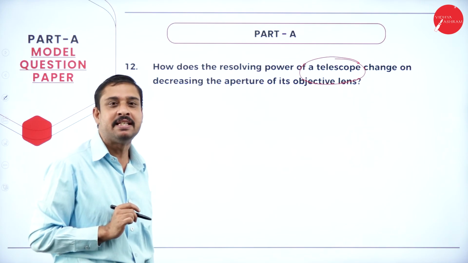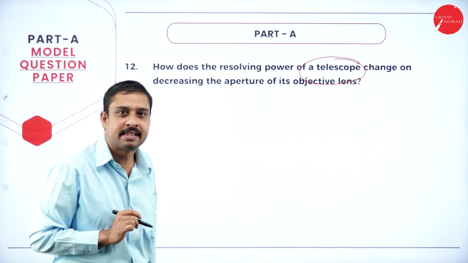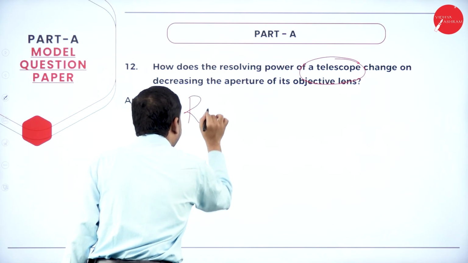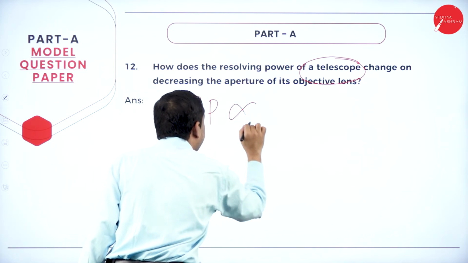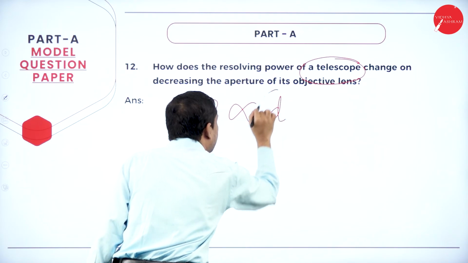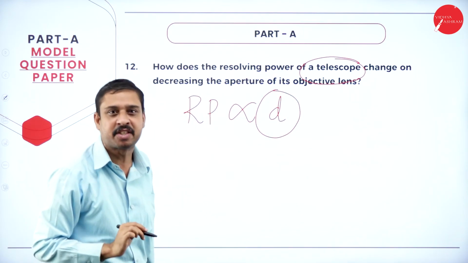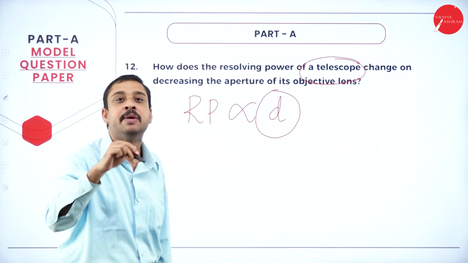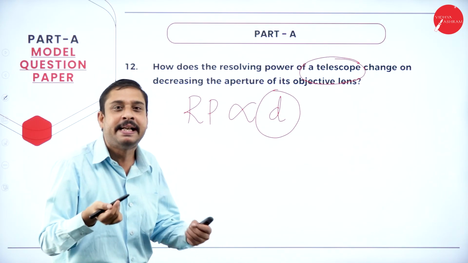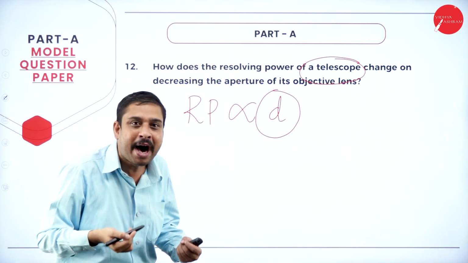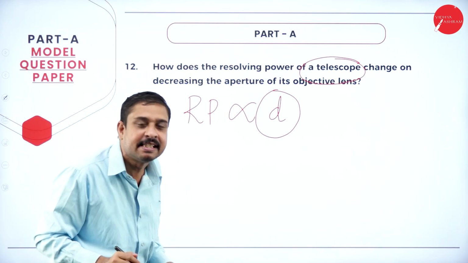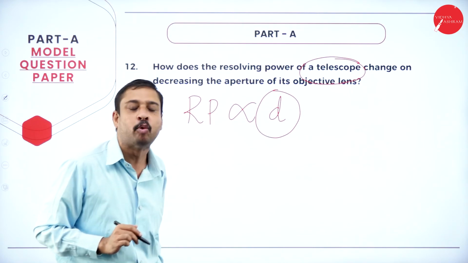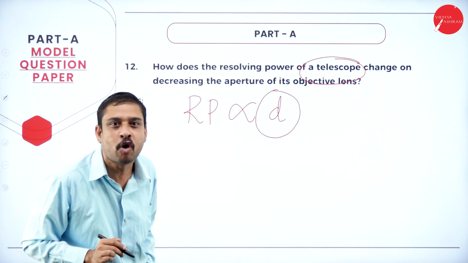How does the resolving power of a telescope change on decreasing the aperture of its objective lens? Resolving power is directly proportional to the diameter of the aperture. If the diameter increases, resolving power increases. If the diameter of the aperture of the lens decreases, resolving power decreases. So it is directly proportional to the diameter of the objective.